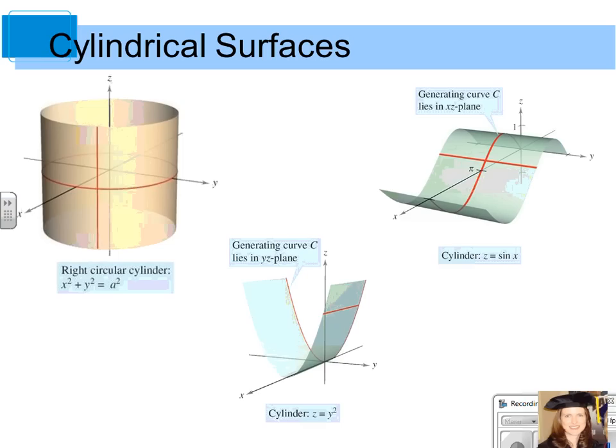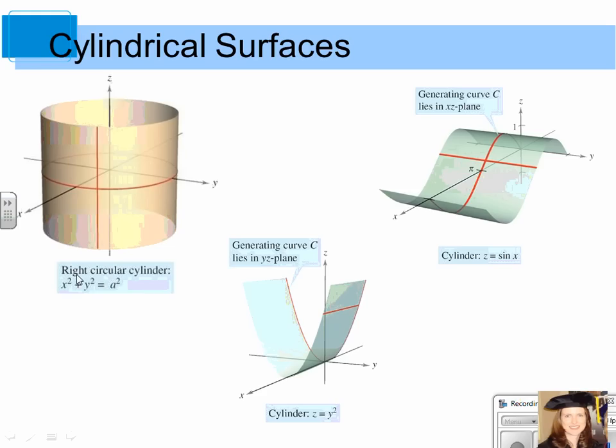This slide shows three examples of cylindrical surfaces. Now the first one does look like a cylinder and the other two don't, but they're still classified as cylindrical surfaces. And a way to recognize these is by looking at the equations. The right circular cylinder pictured here on the top left is the equation x squared plus y squared is equal to a squared, where a can be any constant. Now that you would typically think of as a circle in 2 dimensions.